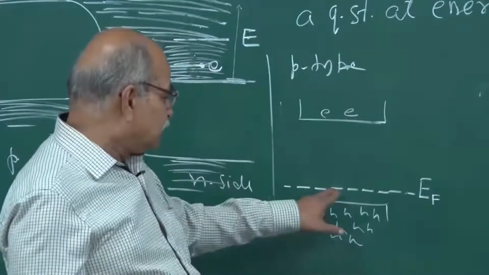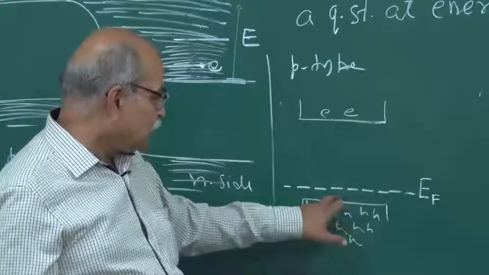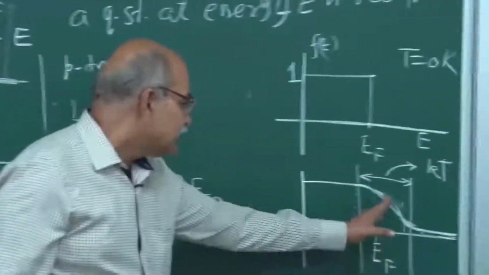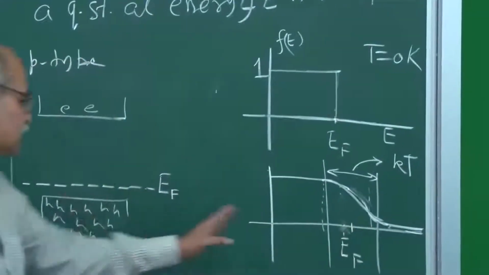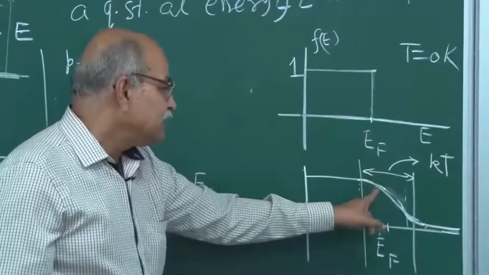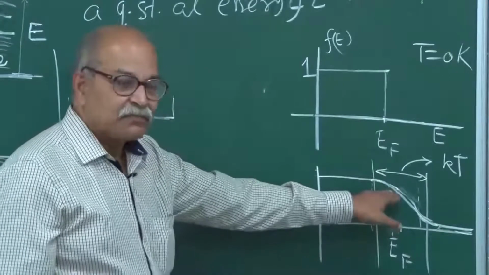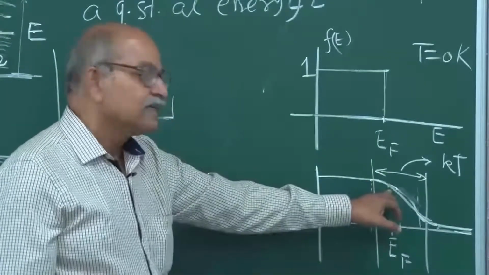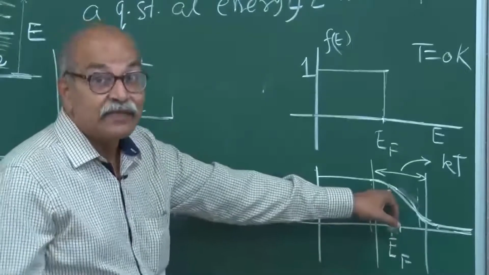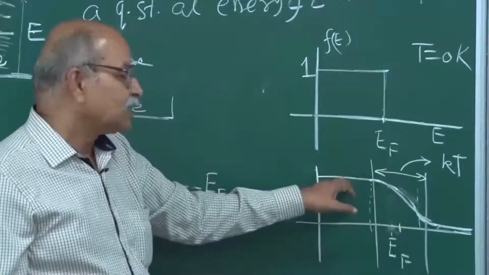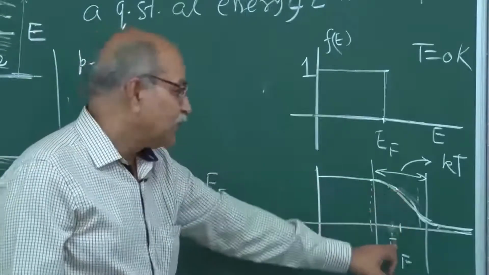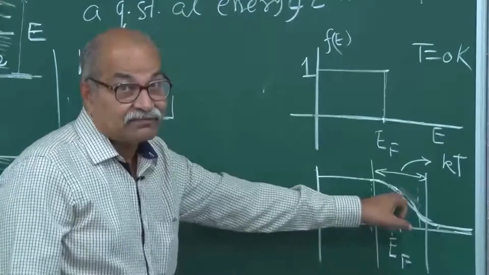So you are close to the Fermi energy, slightly below it, slightly to the left of it, somewhere here. The probability is less than 1. The probability that there is an electron is less than 1, and therefore there is a probability that a hole will be there. If you are here, that probability is very small, but if you are here, there is some probability. If you are right at EF, the probability is half.